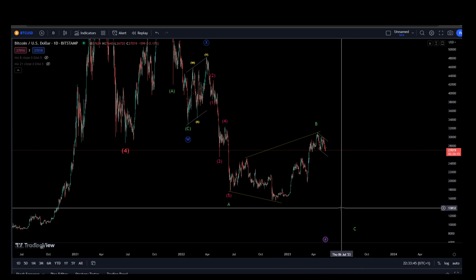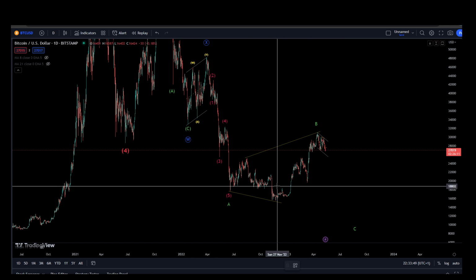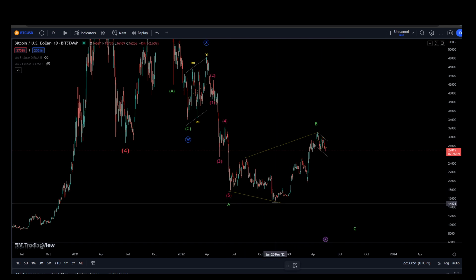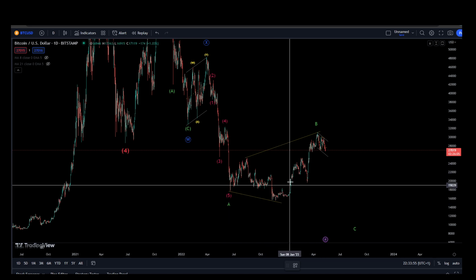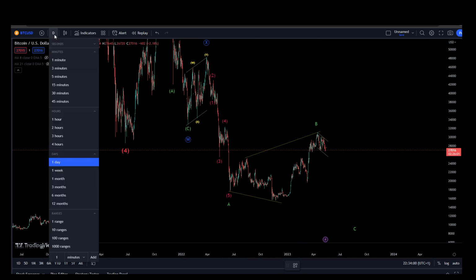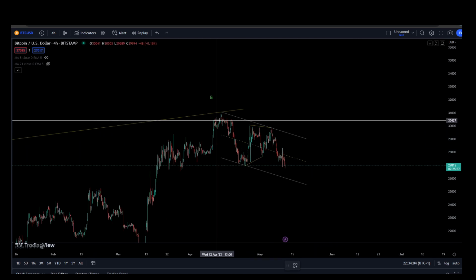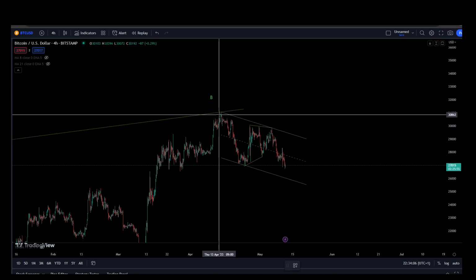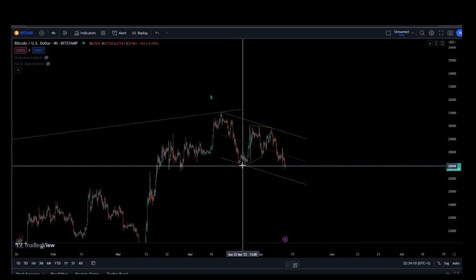With that being said, in terms of what we're seeing in the short term, obviously we have a nice five wave move here. So we have three waves here, three waves down here, then a one, two, three, four, and then a five right here. And when we go into the shorter time frame, we can see that right here we have a nice one, two, three, four, five wave impulsive move.